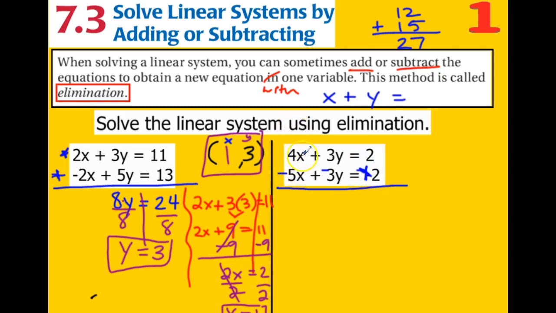So now we're subtracting. 4 minus 5 gives me negative 1x. 3 minus 3 eliminates. That's this method, elimination. And then 2 plus 2 now is a 4. So we just have to solve this. We just have to divide by negative 1 to get x by itself. 4 divided by negative 1 is negative 4.